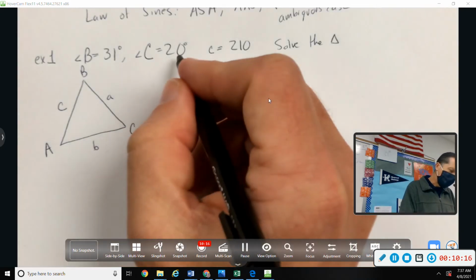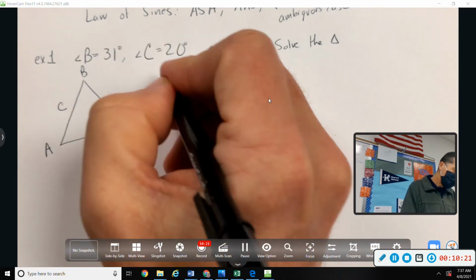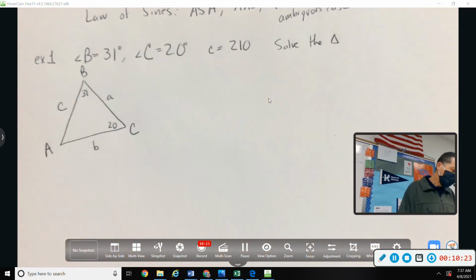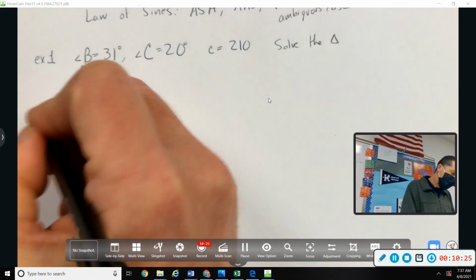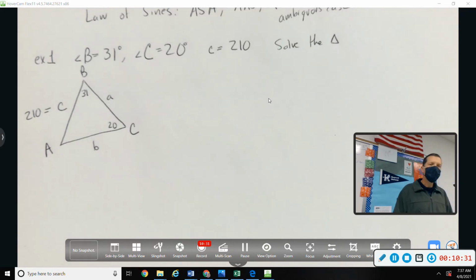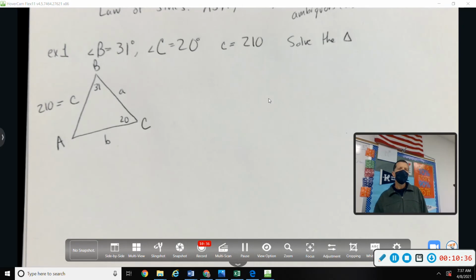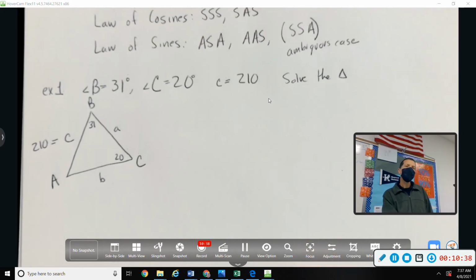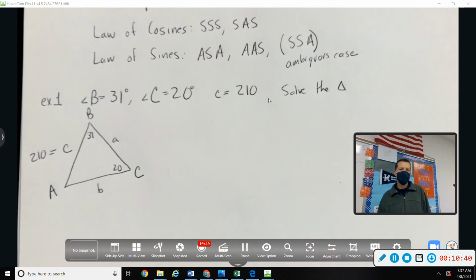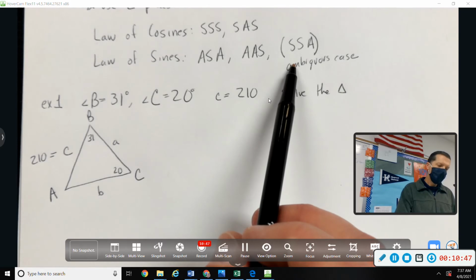All right, let's label what we know here. Angle C is 20 degrees. Angle B is 31 degrees. And side C is 210. All right, so which case is this? Of these, well, we know it's not an ambiguous case because that's tomorrow.